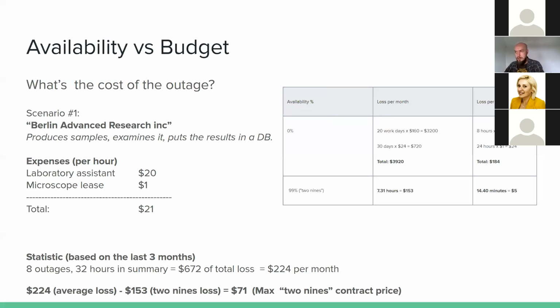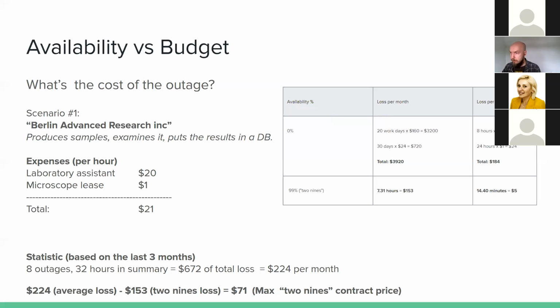You need to grab some statistics. That's why you need to collect some data for 2, 3, 4, 6 months about how stable your current system is. You did it well. You collect this information and you find out that you had 8 outages in the last 3 months, 32 hours in summary. What does it mean? 32 hours of outage cost you about $7,000, $224 per month. Okay, not much, but again, it's a loss and you need to mitigate this loss.